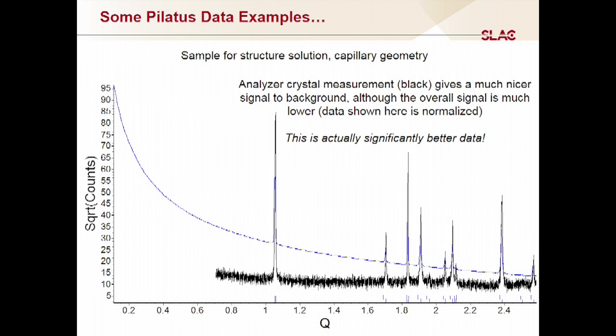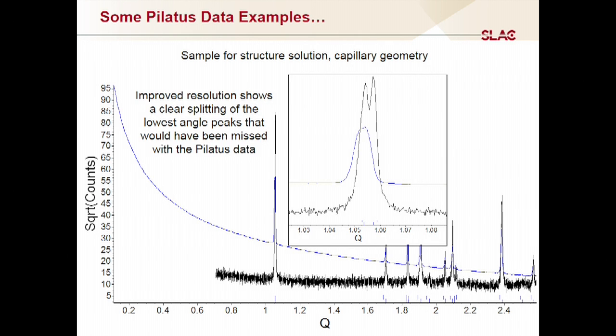So if you actually use a crystal analyzer, you can basically get rid of almost all of that air scatter. And so this black curve is the same sample measured using an analyzer crystal, a high resolution measurement. And you can see I've sort of arbitrarily scaled it just to put them on the same thing. The number of counts in the high resolution data is significantly lower, and you can see that it's quite noisy. But the signal to background and the signal to noise is actually much improved. This is actually better data than what you see in the blue curve.